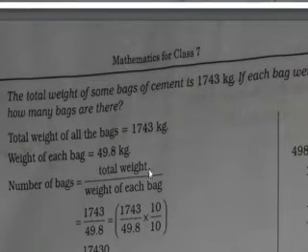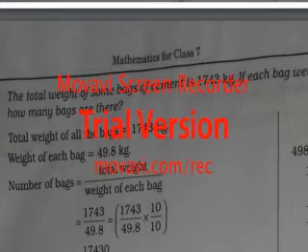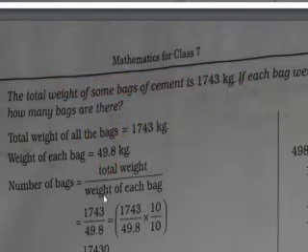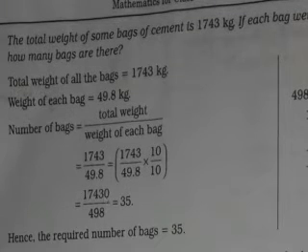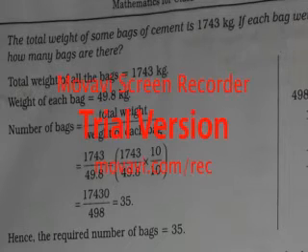Now if you will see in the next page, here is again example number 12. There are too many examples in the book. If you will read and understand all the examples, maths will become much easier. So if you will see, the total weight of some cement is 1743 kg. If each bag weighs 49.8 kg, how many bags are there?